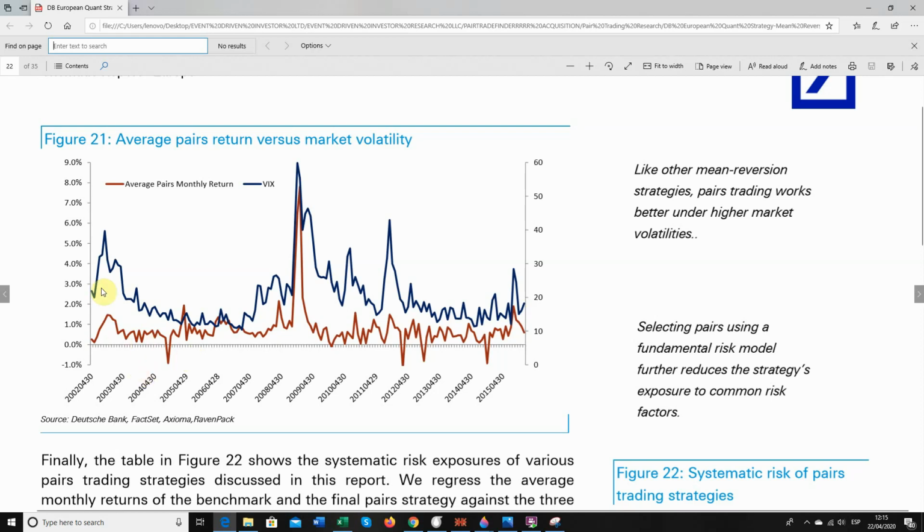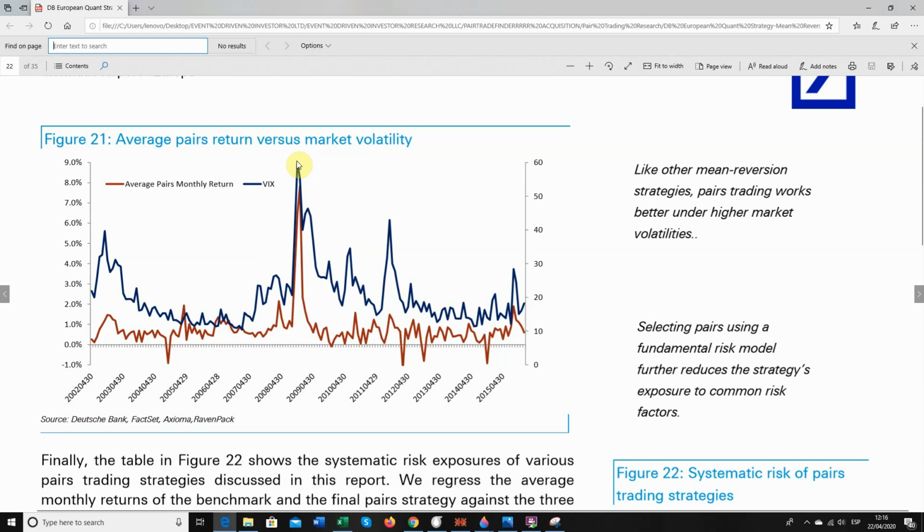The other big takeaway is that every time the VIX spikes, so this blue line, every time it goes way up to, the VIX is on the right-hand axis here, 40, 50, 60. What do you see happens to the red line? Well, the monthly pair trading profitability also spikes. So here the VIX spiked to about 40, and monthly profitability went up to 1.5%.